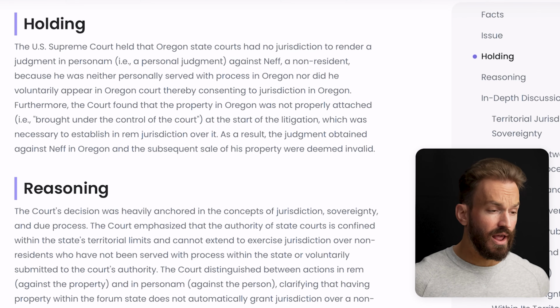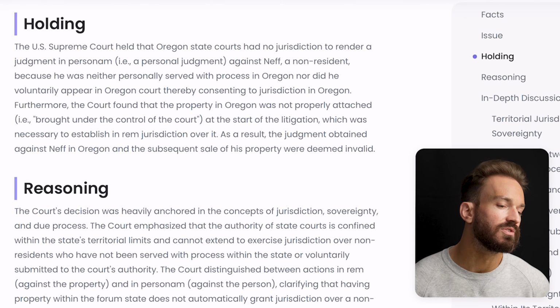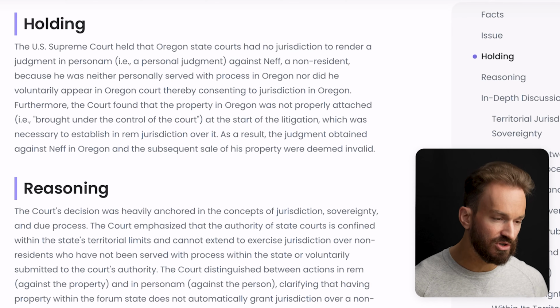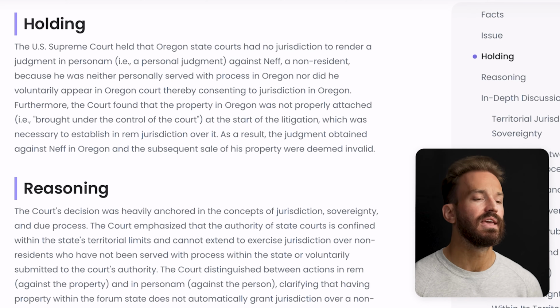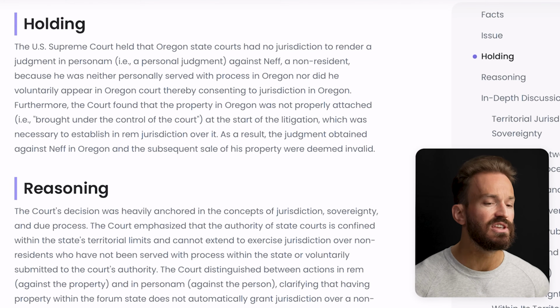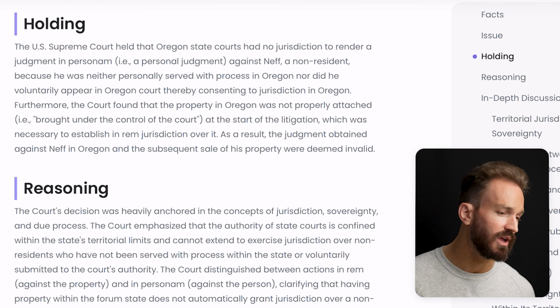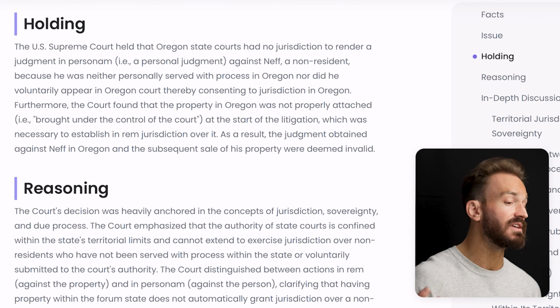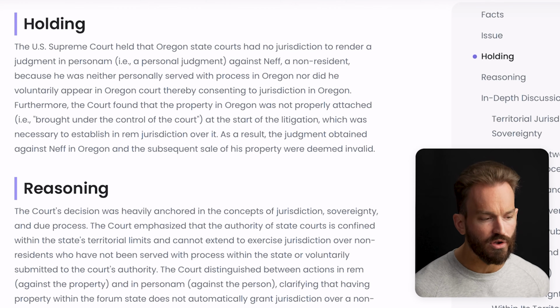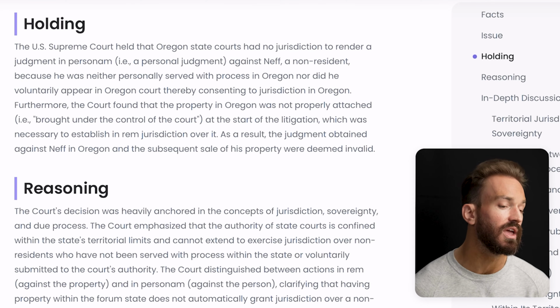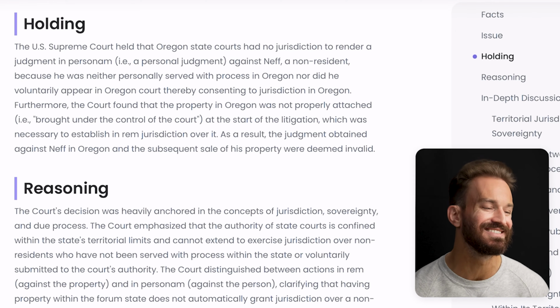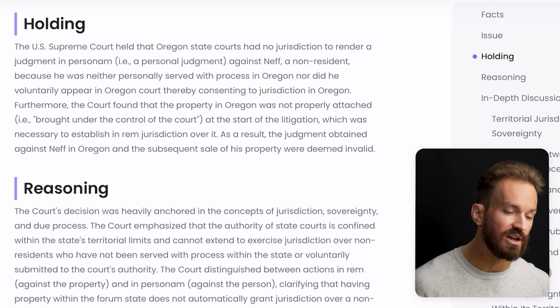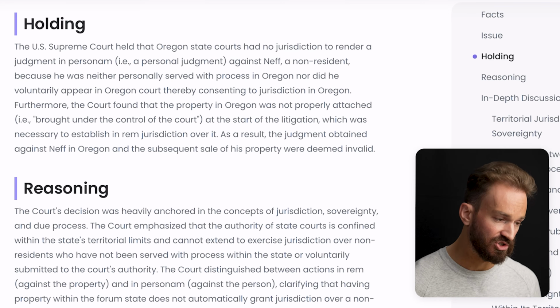So the U.S. Supreme Court held that Oregon state courts had no jurisdiction to render a judgment in personam against Neff, a non-resident, because he was neither personally served with process in Oregon, nor did he voluntarily appear in Oregon court, thereby consenting to jurisdiction in Oregon. Furthermore, the court found that the property in Oregon was not properly attached at the start of the litigation, which was necessary to establish in rem jurisdiction over it.